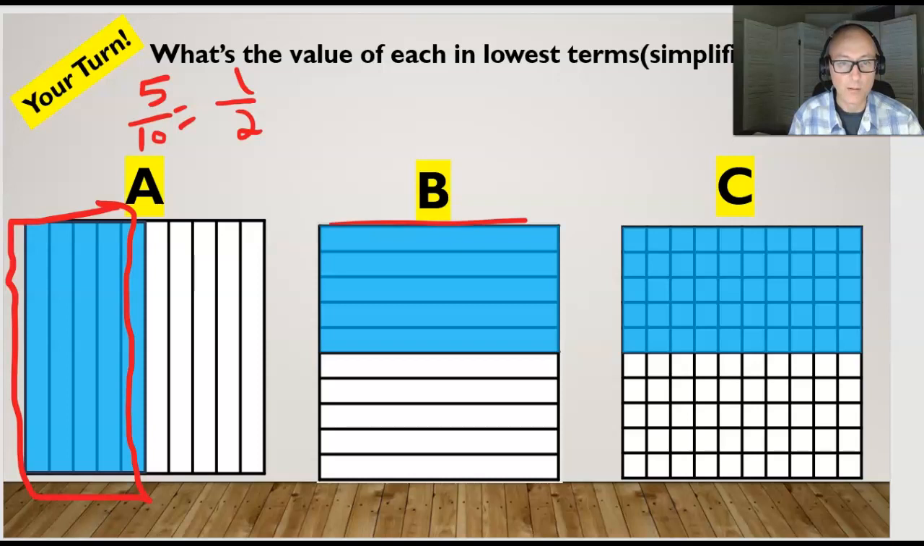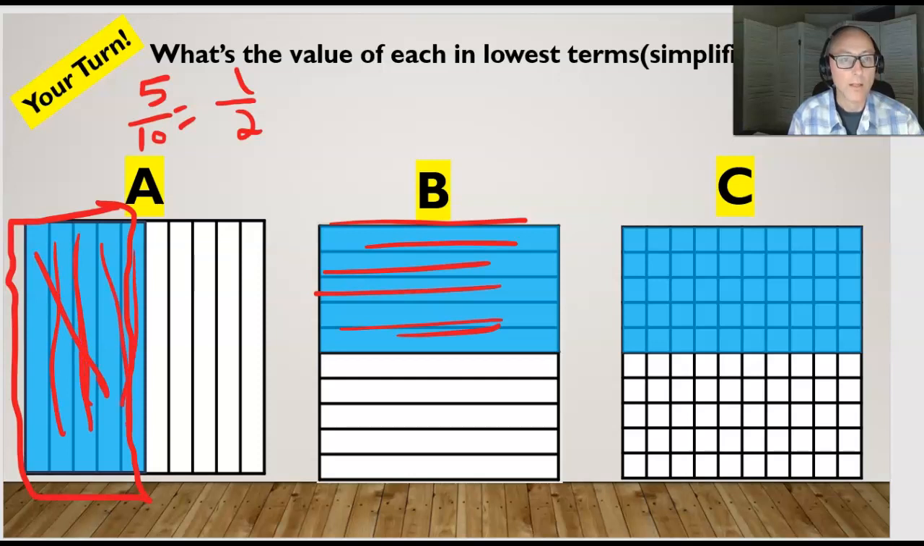What about this one? Same thing. It's just horizontal. This is horizontal. This is vertical, straight up and down. So again, half.